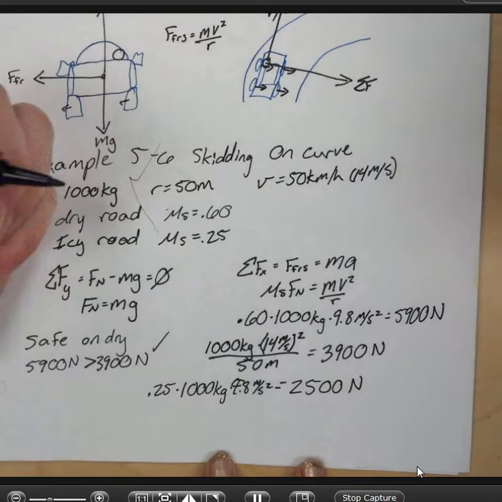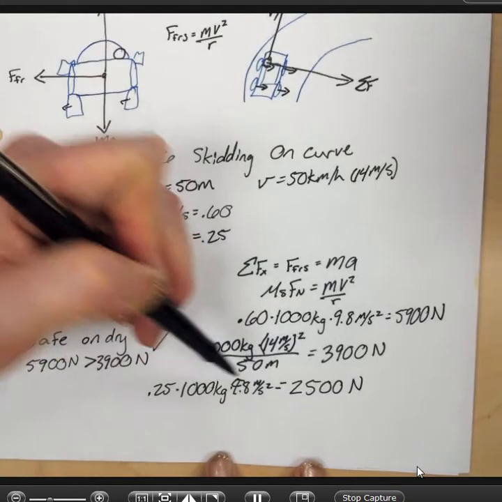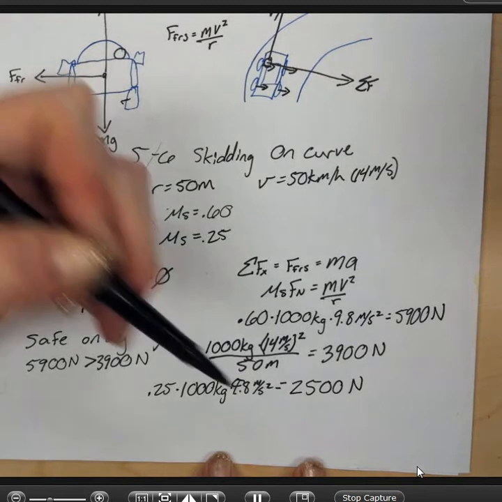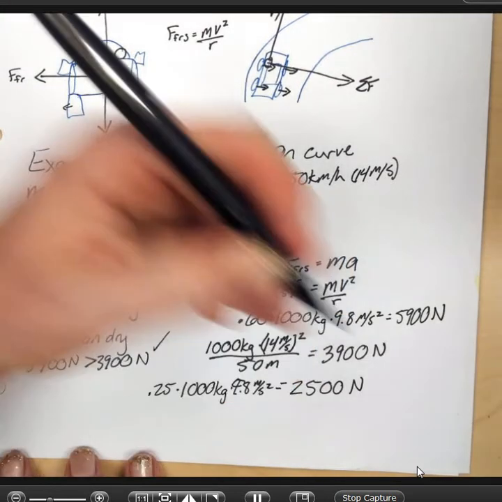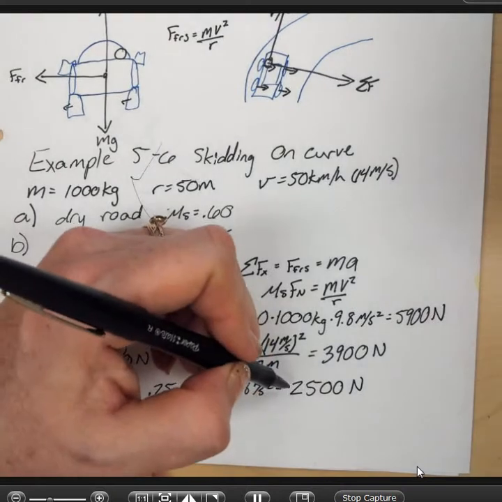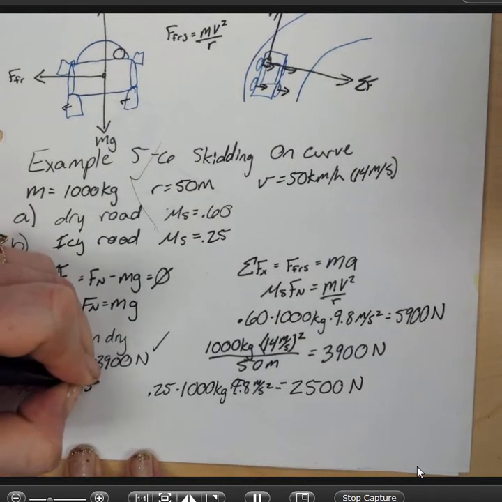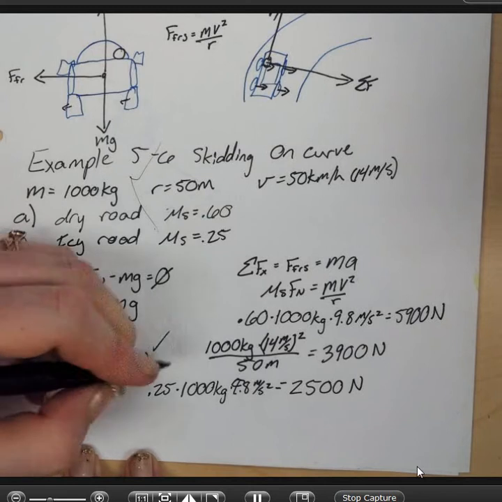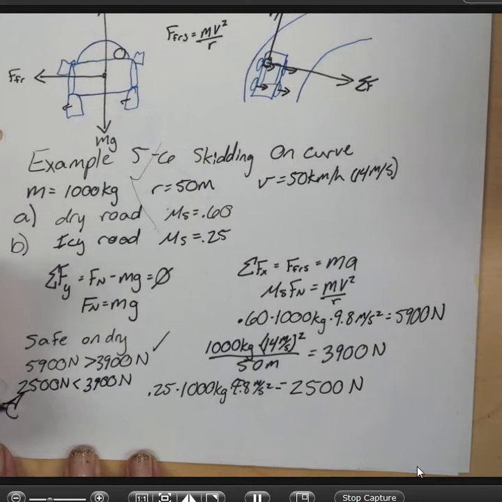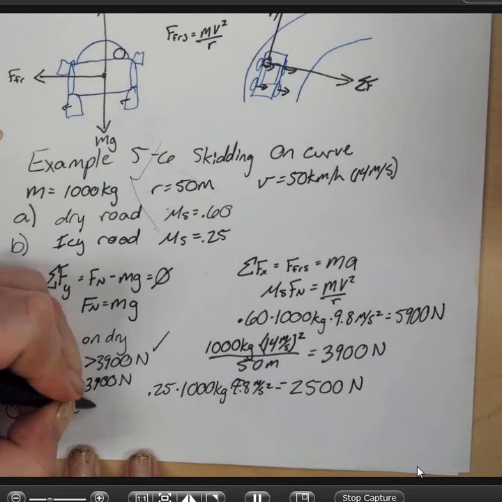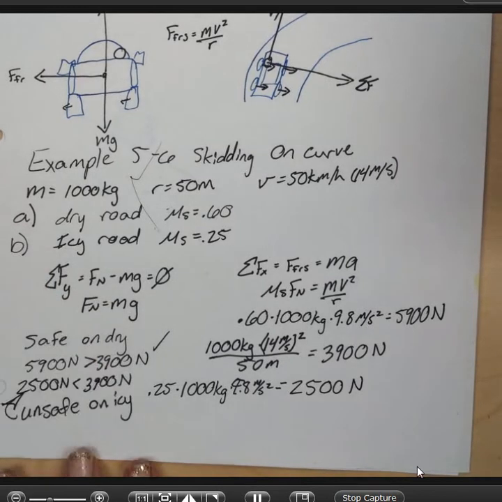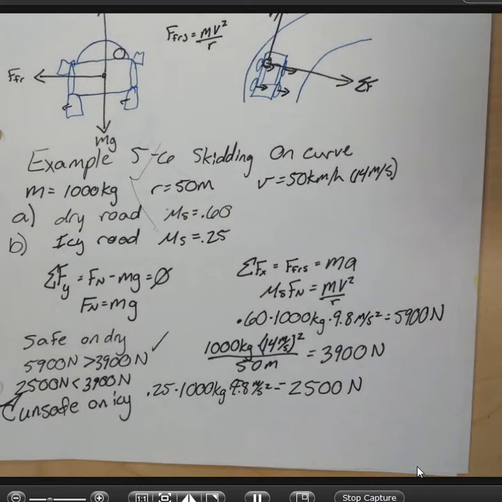And we know that traveling at 14 meters per second on a 50 meter radius curve, for a car of 1,000 kilograms, the required force is 3,900 newtons, and the maximum friction that can be allowed for that car is 2,500 newtons. So 2,500 newtons is actually less than 3,900 newtons. So it's unsafe on icy roads. Or another way of saying that is that the car will skid because you will exceed the maximum static coefficient of friction in order to make that curve.